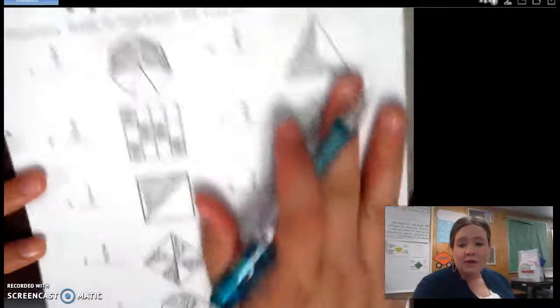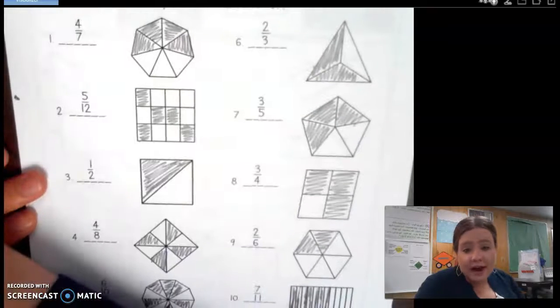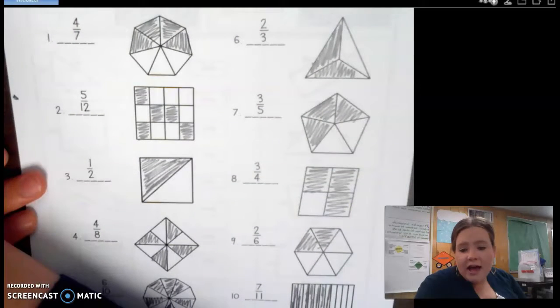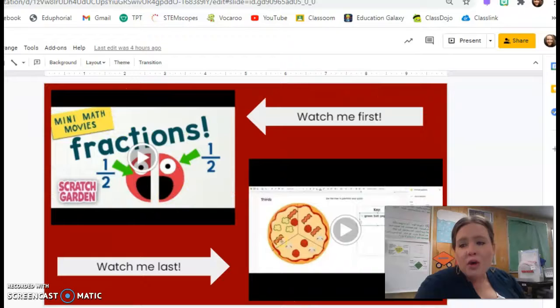Okay? So really simple. I was just practicing shading in the represented fraction. All right? Gonna go over what you guys are doing today. Again, now you have a slide that says pizza fractions, directions and review, day 2. So if you have not done day 1, I really need you to go back and do day 1. All right? You have your cue to review, your expectations, and then you have these 2 videos.